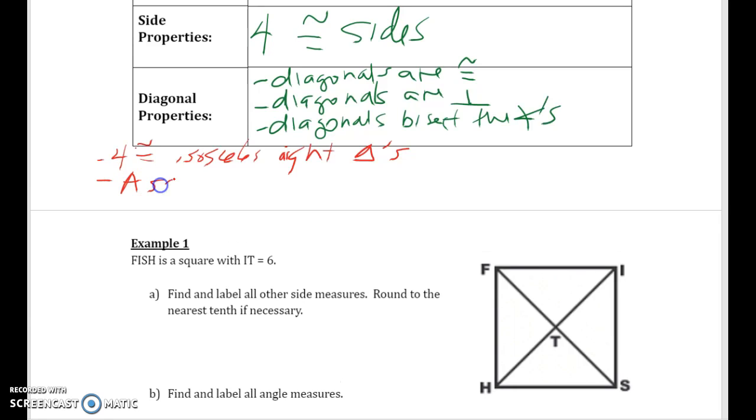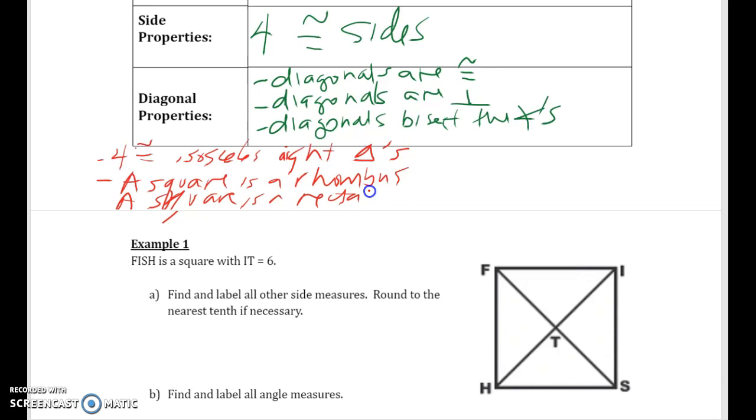A square is a rhombus. A square is a rectangle. And it is also a parallelogram. So it can be classified as all 3 of those things because it has all the properties of all 3 of those things, or figures.